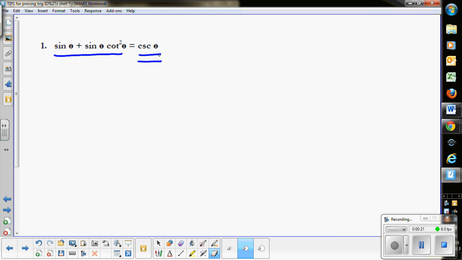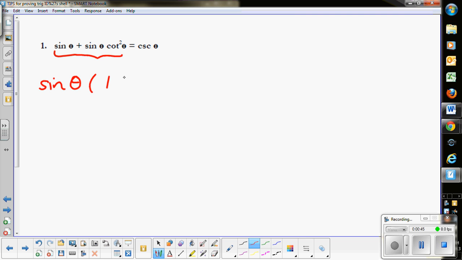And generally speaking, we want to start with the side that is more complex and simplify it until it matches the more simple side. In this case, the left-hand side is the more complex, so we will start with that. We'll indicate on our paper somehow that that is the side that we're starting with. And here I'm going to choose to take out the sine of theta as a factored out term, and then I will be left with this.